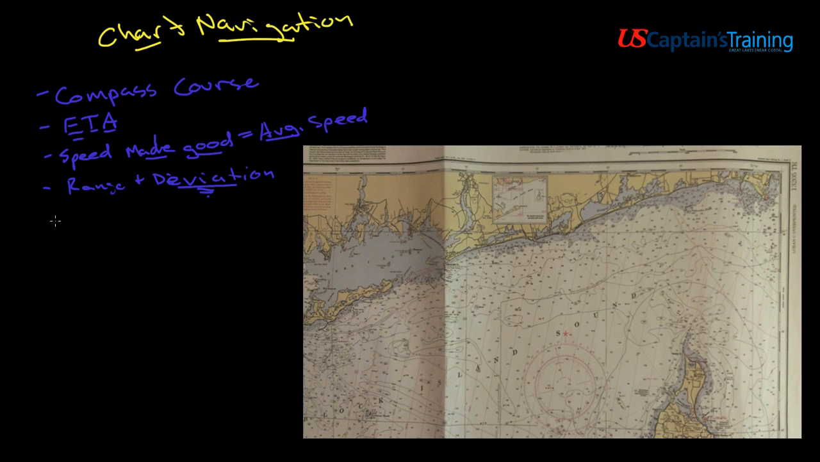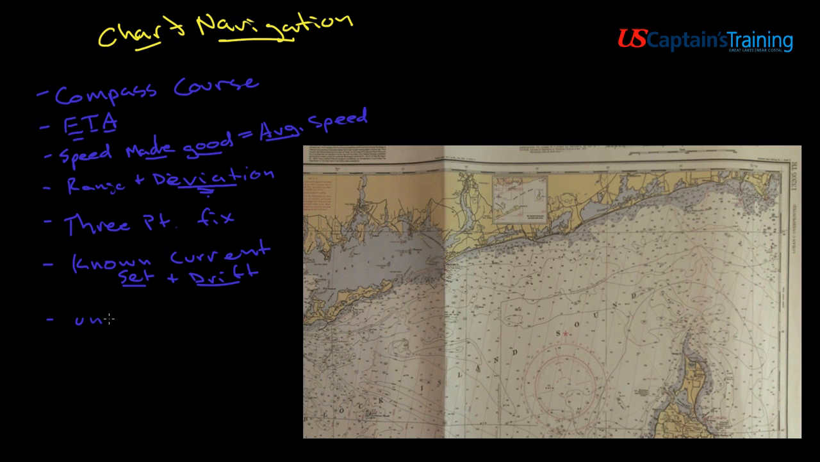We have 3-point fixes. This is a triangulation. Based on 3 known bearings, we can figure out our latitude and longitude from the chart. We have a known current. In these problems we say, okay, with a certain set, the direction of the current, and drift, the speed of the current, what course should we steer to accommodate for that set and drift?